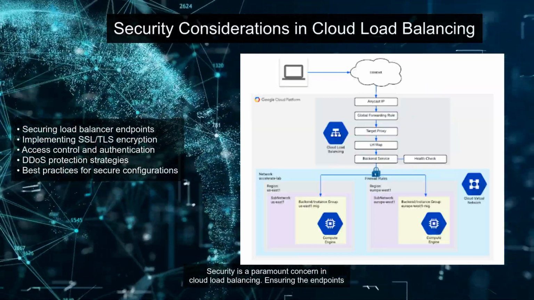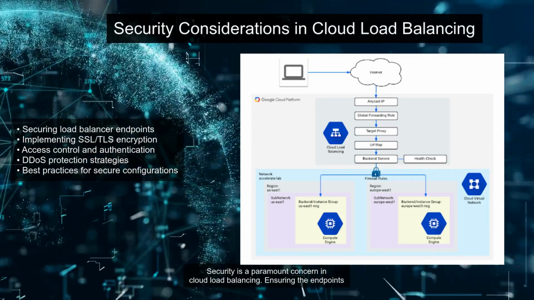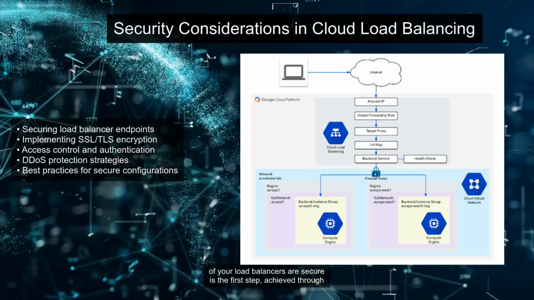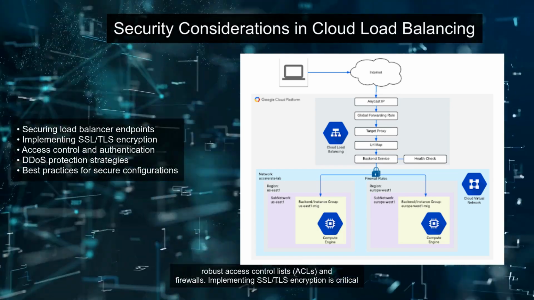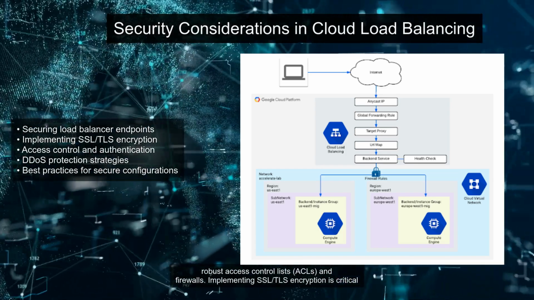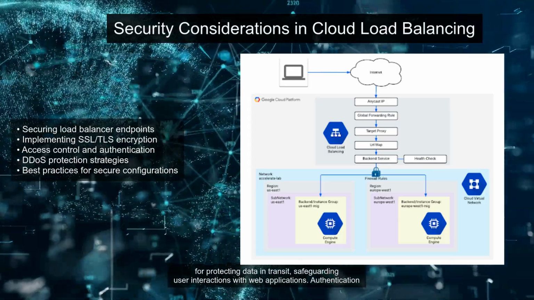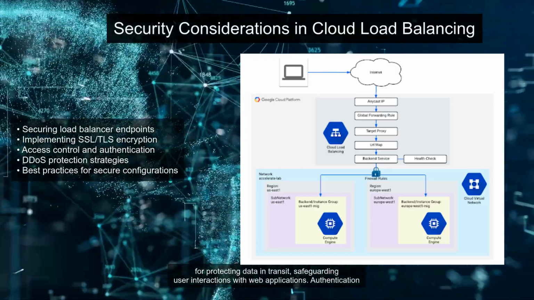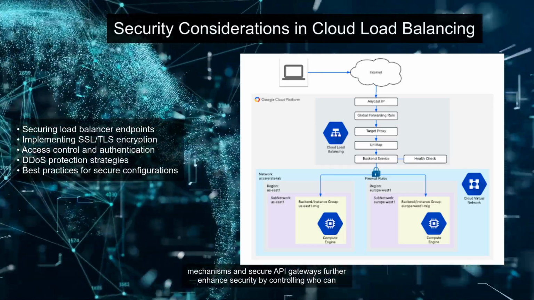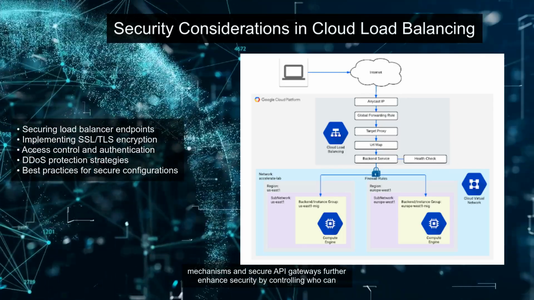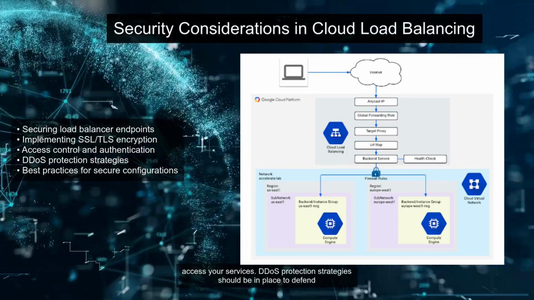Security is a paramount concern in cloud load balancing. Ensuring the endpoints of your load balancers are secure is the first step, achieved through robust access control lists, ACLs, and firewalls. Implementing SSL/TLS encryption is critical for protecting data in transit, safeguarding user interactions with web applications. Authentication mechanisms and secure API gateways further enhance security by controlling who can access your services.